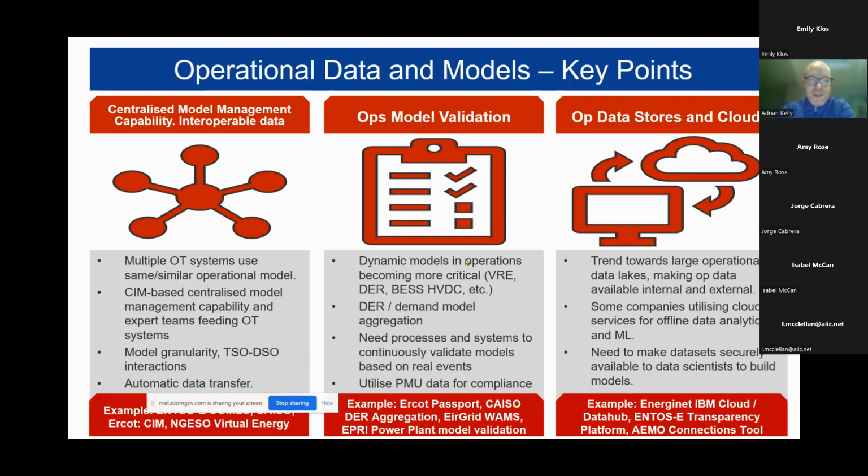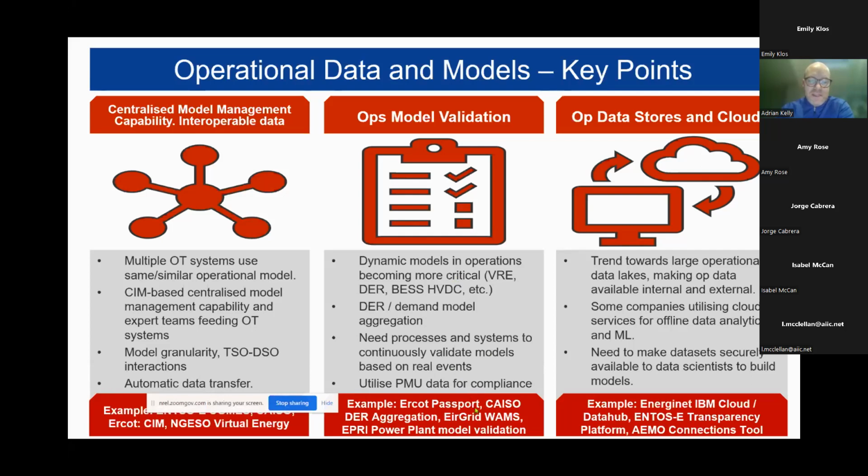In terms of model validation, previously we had dynamic models of very large network devices: generators, load, all of that. Now we're seeing the need to do that for battery systems, HVDC, DER, demand aggregation, all of that. So we need these models to be more granular. We need validation of the models post-event. We need processes and systems to continually validate these models and utilize PMUs where we can, high-speed data.